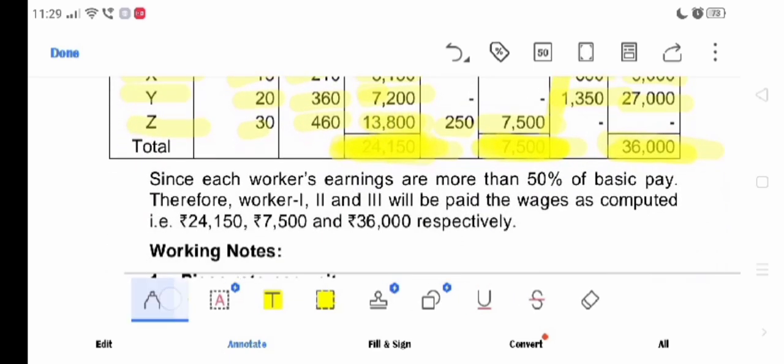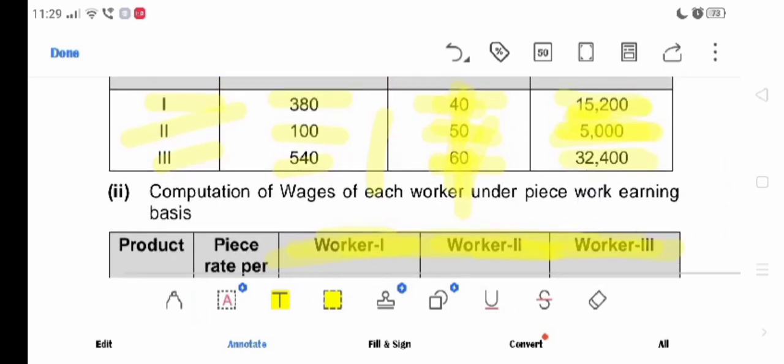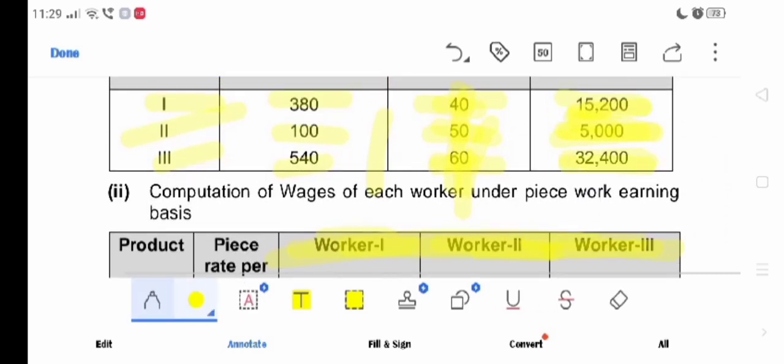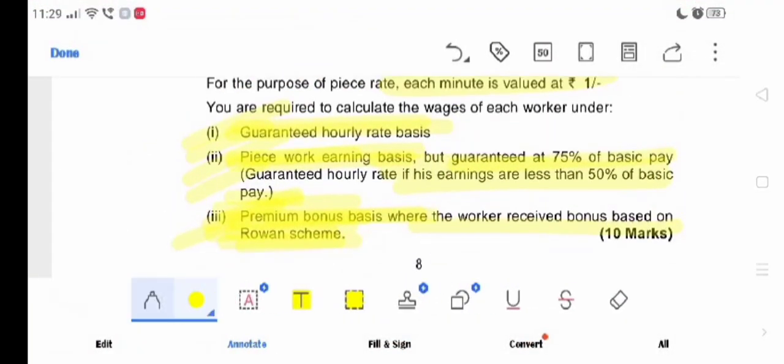For worker number 3, what are his earnings? 36,000. And what is his basic pay? 32,400 only. So his earnings are more than his basic pay. No, he only said if the earnings are less than 50% of basic pay only, then guaranteed at 75% of basic pay.